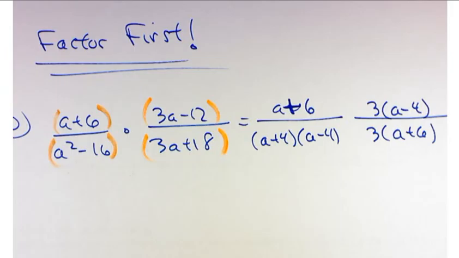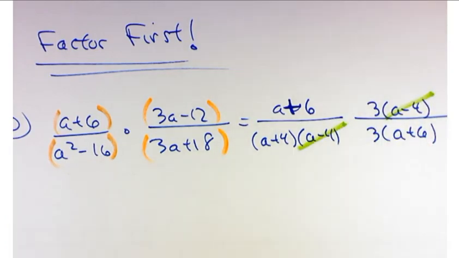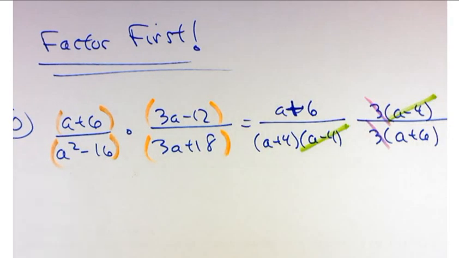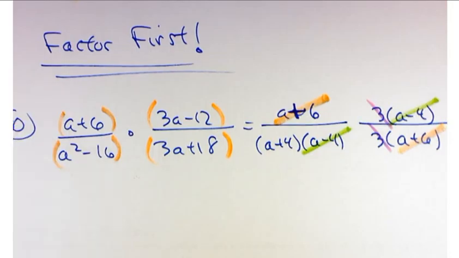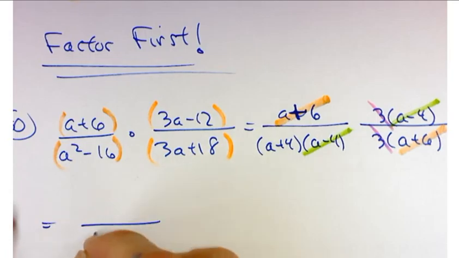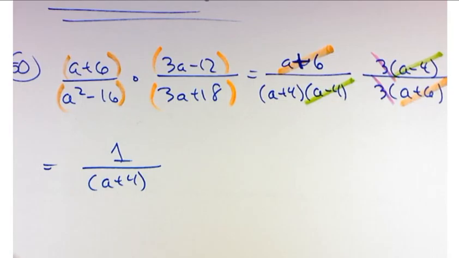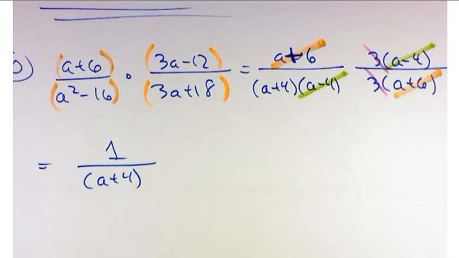What terms are common to both the numerator and denominator? All right, a minus 4. That one cancels. Good, the 3. 3 cancels as well. And a plus 6. Good, our last one, a plus 6. So, wow, what's left? Yeah, you have to be careful. There's nothing left in the numerator, so you have to put a 1 as a placeholder. So 1 over a plus 4.